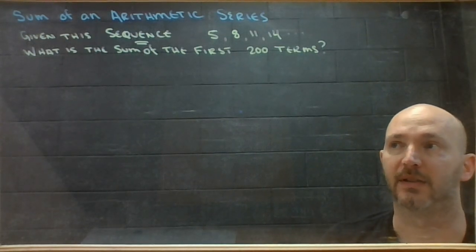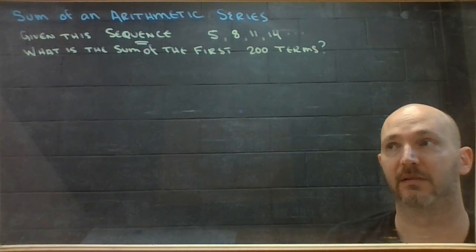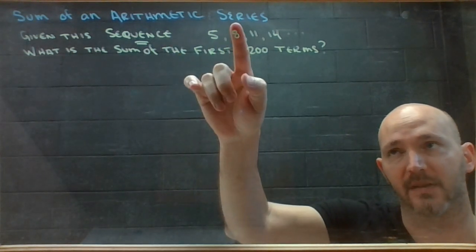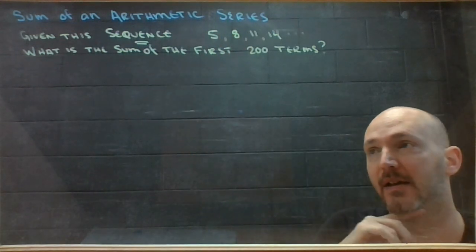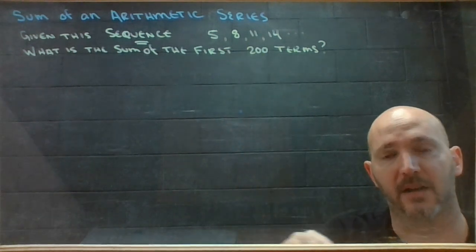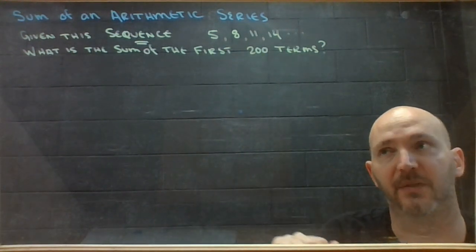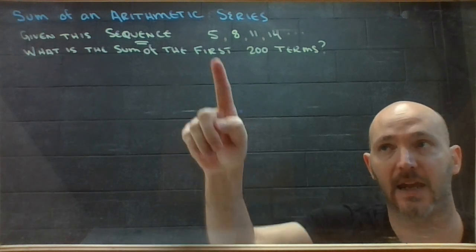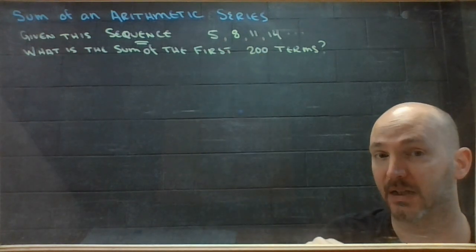We're going to do the sum of an arithmetic series. Now you'll notice that there is a word change here. There's series and there's sequence. A sequence is a bunch of numbers in order separated by commas, so you're looking just at the terms. This word series is implying that you're going to take these terms and add them all together.